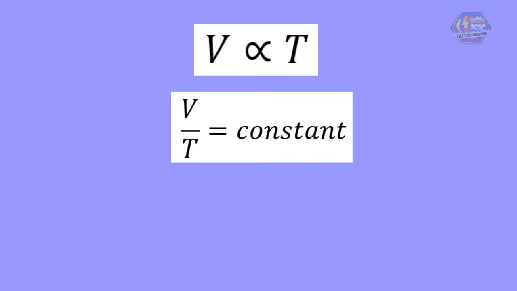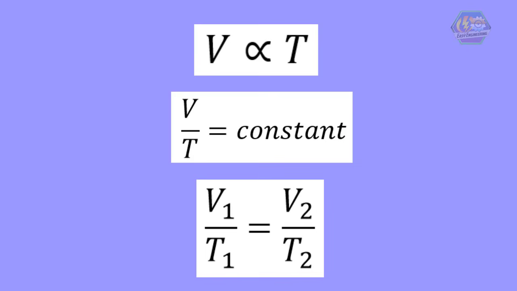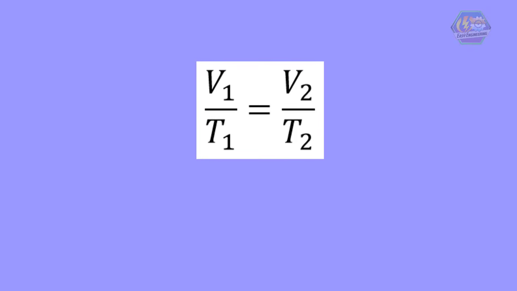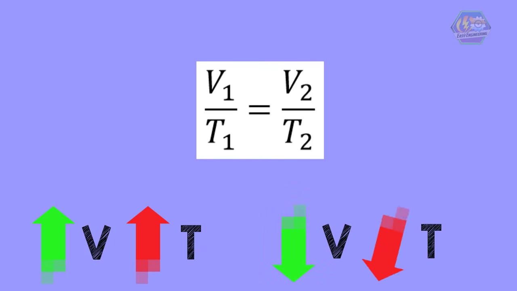If we have a gas under two different conditions, we can write the formula as V1 over T1 is equal to V2 over T2. In the formula, we can see that under a certain condition of the gas, increasing the volume would result in increasing the temperature, or decreasing the volume would result in decreasing the temperature.